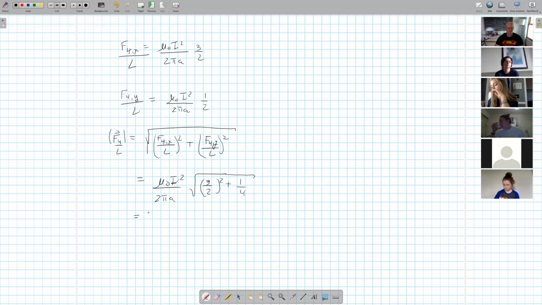Okay. Now, of course, this is going to be 1/4. With 1/4, I can pull that out. That's going to be 1/2. So it's going to be the same thing as 9 plus 1, which is the square root of 10, right? So finally, this becomes mu naught I squared divided by 2 pi a times the square root of 10 divided by 2. So this is my magnitude.